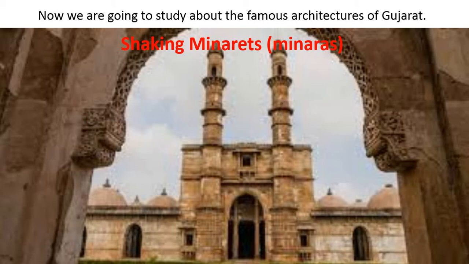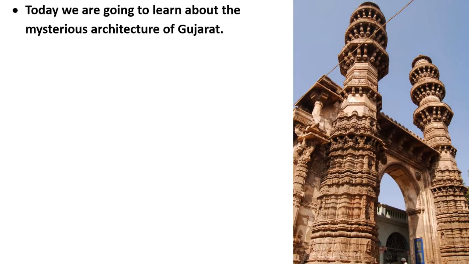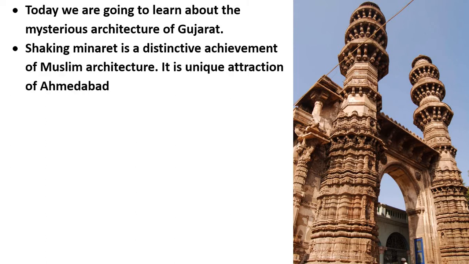Now, here you can see the image of a mosque in which, at the entrance of the mosque, you can see two minaras. These minaras are known as shaking minaras. Why, that I will explain to you just now. Today we are going to learn about the mysterious architecture of Gujarat. Now this is a mysterious architecture. From the name itself you can make out: shaking minaras. Now this thing is constructed from stone. Now how can this minara shake? It is a mysterious thing, right?